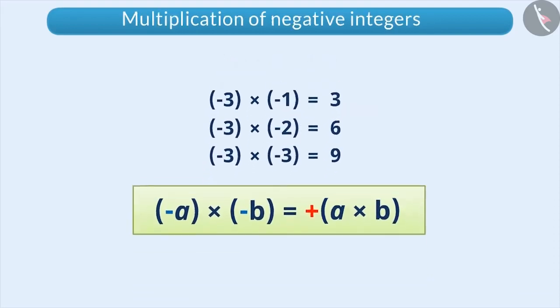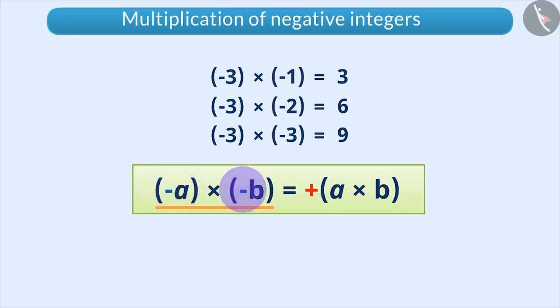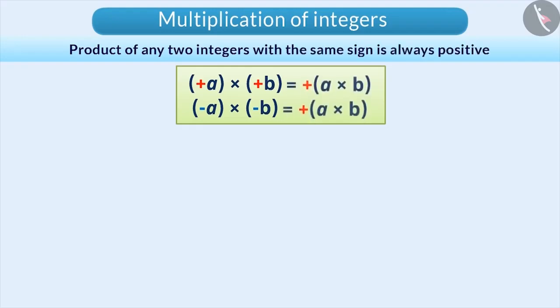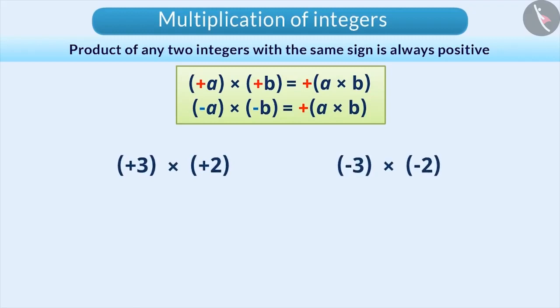gives 9. By this pattern also, you can understand that multiplication of any 2 negative integers is always a positive integer. Therefore, we can say that the product of any 2 integers with the same sign is always positive. In general, to find the product of integers with same signs, we will multiply them ignoring the sign and add plus sign to the result.